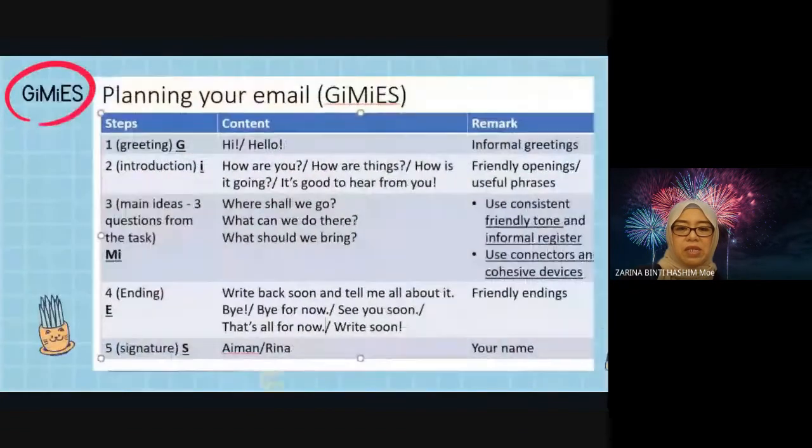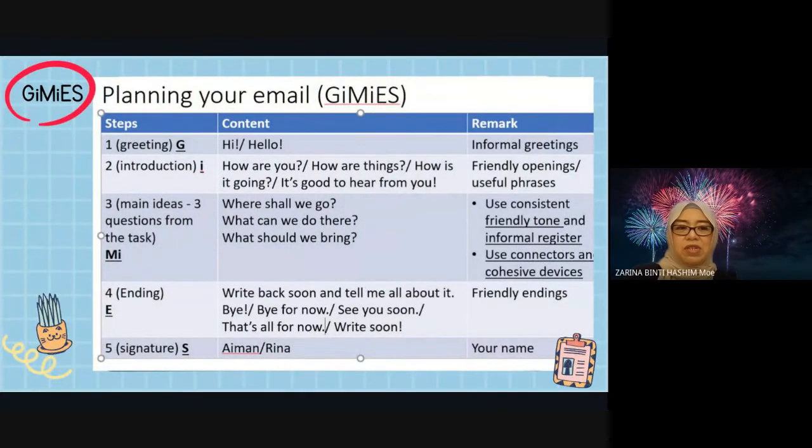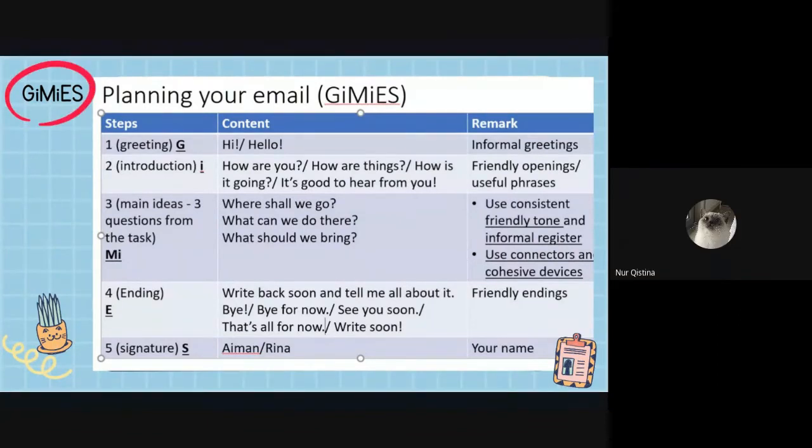Can you see the slides moving? Yes, teacher. So what do you see now? Learning your email. Okay, good.